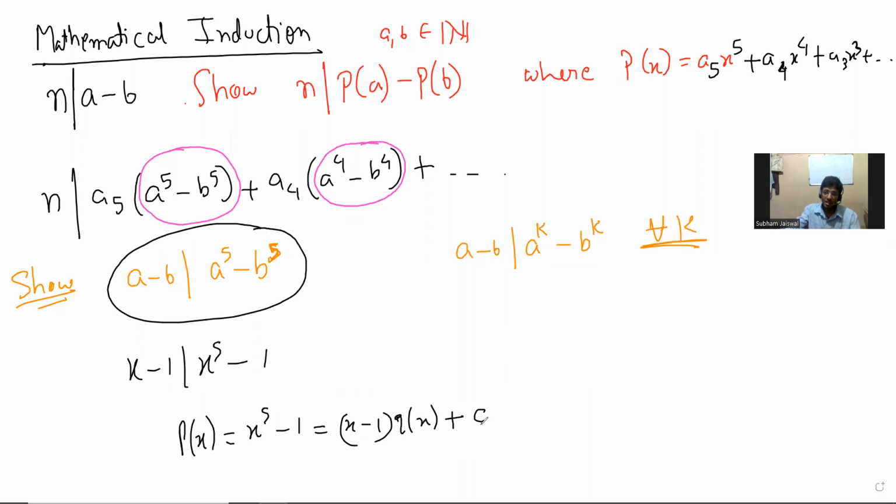How do you find this c? Well, you just put x equal to 1. There's nothing else to do. Let's put x equal to 1, because this will go away and the c is 0. The c has to be 0. There's a unique remainder, and c is 0. But what does this mean? This means that x minus 1 is indeed a divisor of x to the power 5 minus 1.